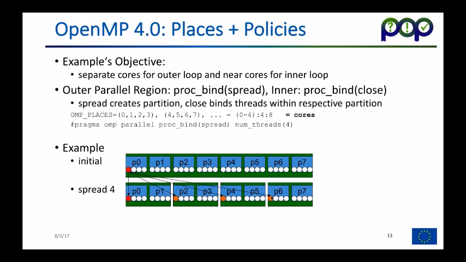The spread policy is different from the other two policies in that it also partitions the place list. So it means here, in the initial sequential part of the program, the thread sees a whole place list. But here, within the parallel region, every individual thread will only see this local partition of the place list.